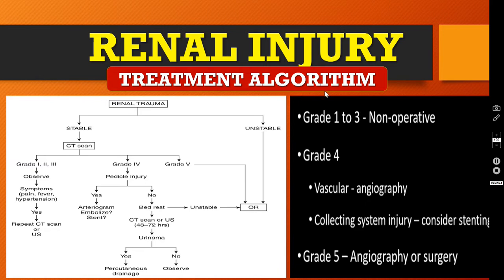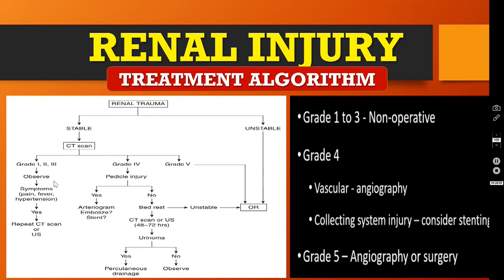Coming to the treatment algorithm of renal trauma, you have to look whether your patient is stable or unstable. If the patient is unstable, you have to take the patient to OR and operate. If the patient is stable, then you do the CECT. If it is grade 1, 2 or 3, we can observe the patient. But if the patient has any of these symptoms, pain, fever or hypertension, then you have to repeat the CT scan, or at least repeat the ultrasound, and follow the patient.